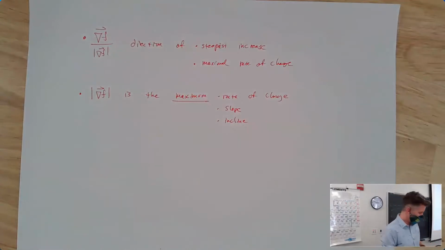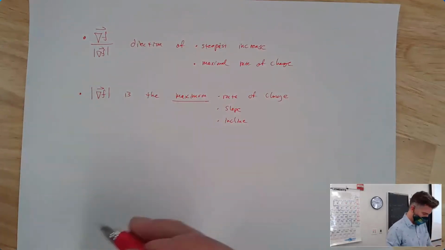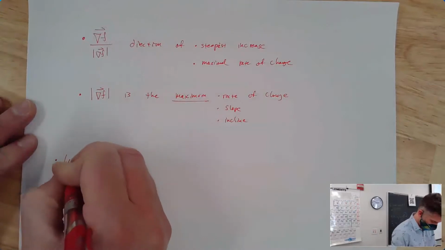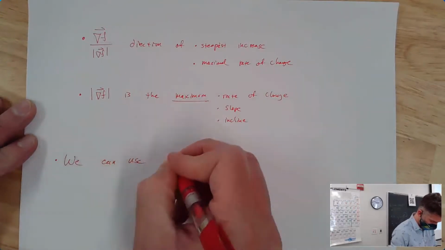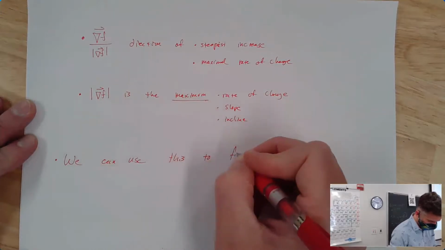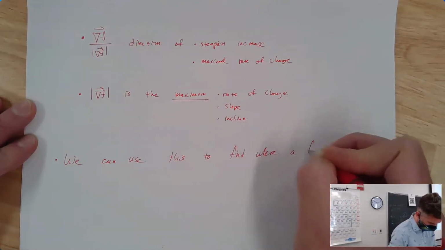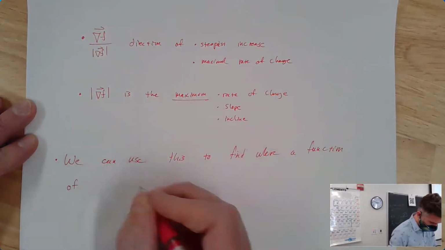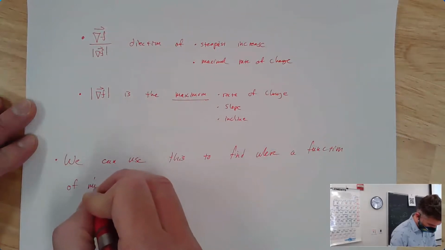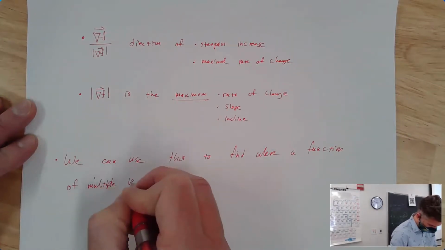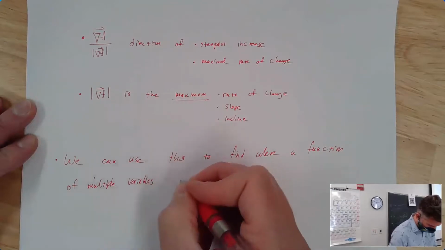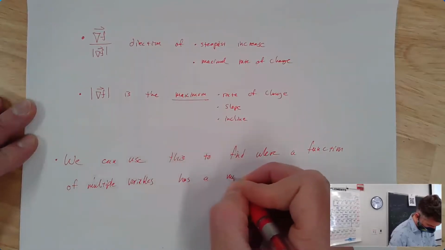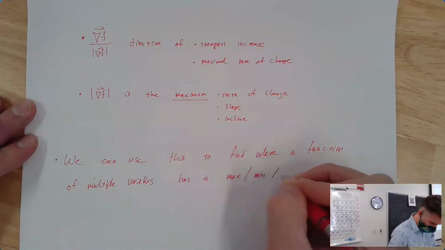And then we're going to use this stuff to find maximum and minimum values of a function. So we can use this to find where a function of multiple variables has a maximum or a minimum or even a saddle point.